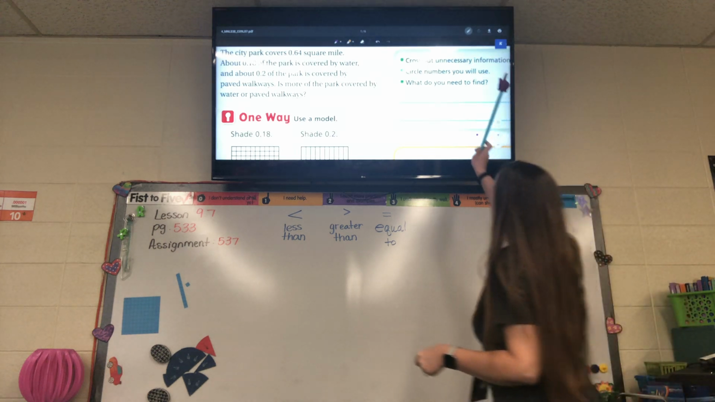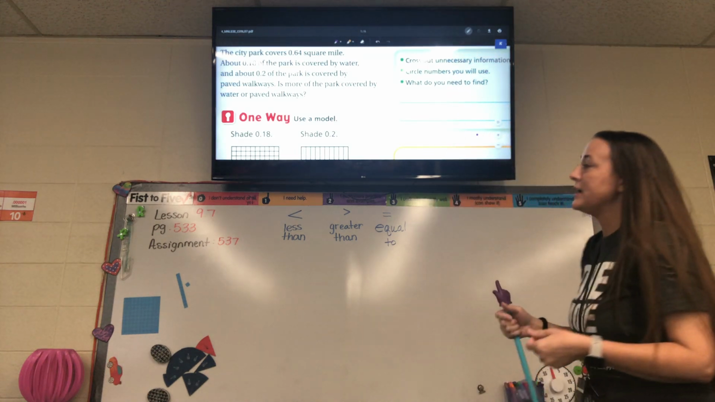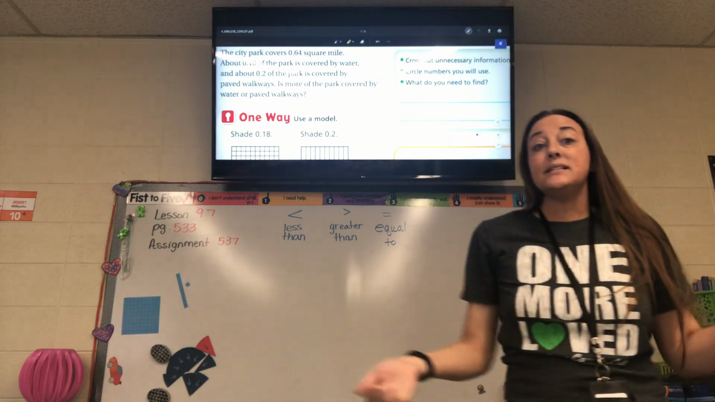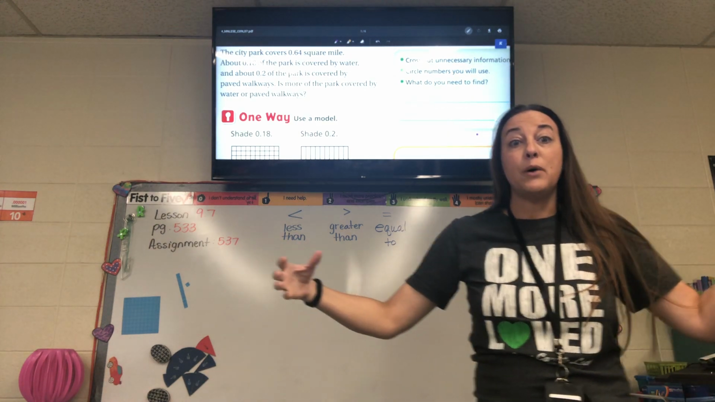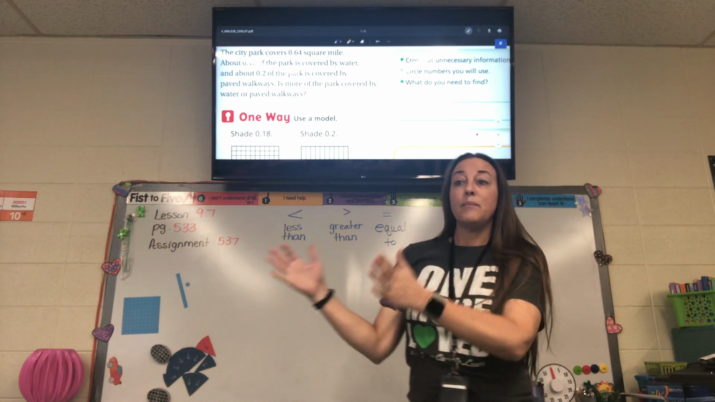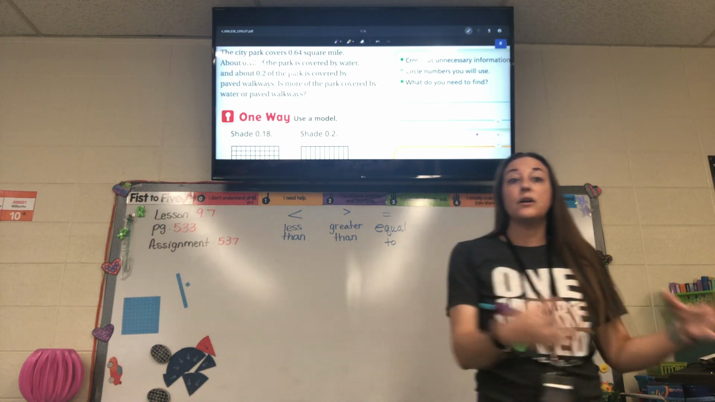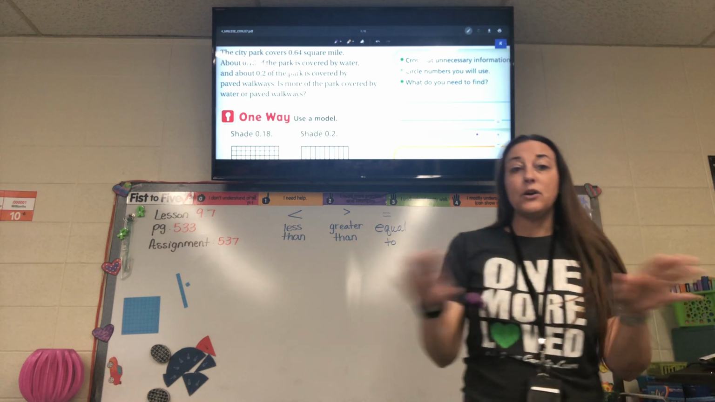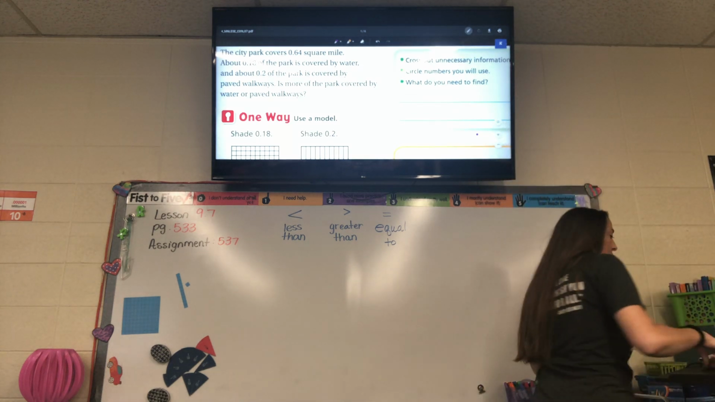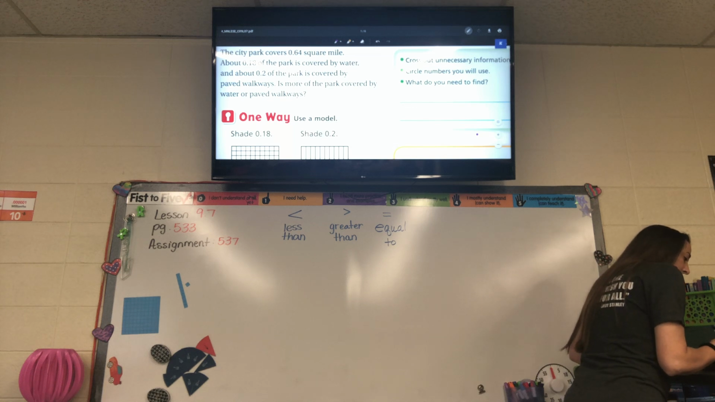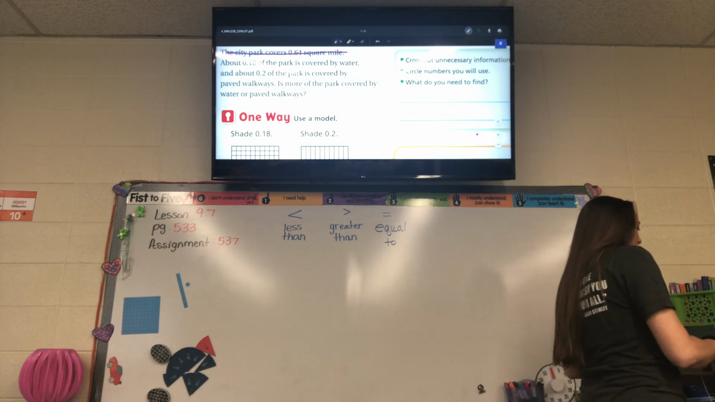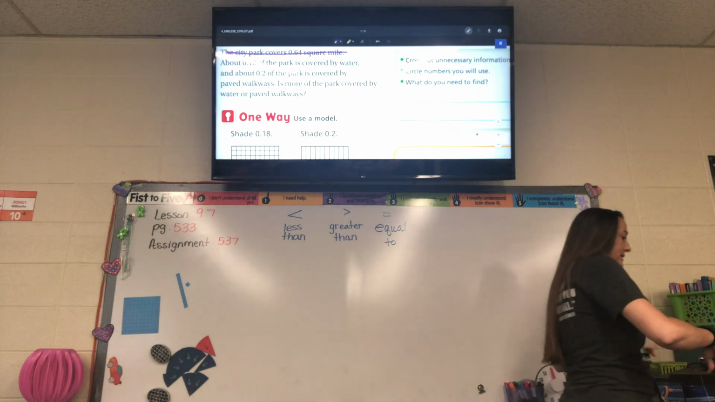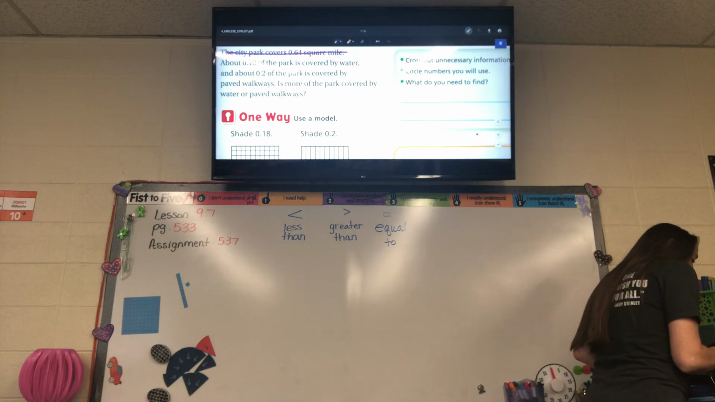So they first want us to cross out the unnecessary information. The unnecessary information in this problem is how big the park is, because what they want us to do is compare if more of the park is covered by water or paved walkways. It doesn't matter how big the park is. So we're going to start by crossing out the city park is 6,400 square miles. Then it says circle the numbers we will use, and that is 18/100 and 2/10.